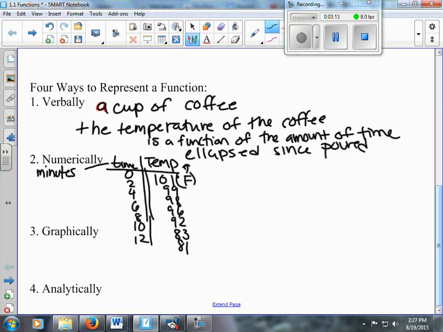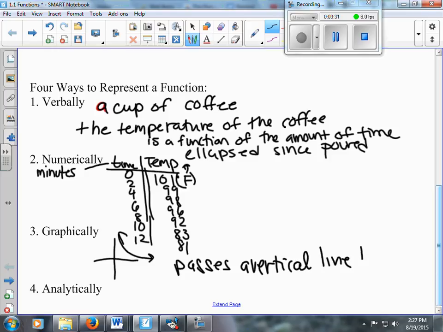Then graphically, a function, if we were to graph this, you would see something along the lines of this. And graphically, functions pass vertical line tests. This is something that you have learned before. Passes a vertical line test. That means that over the graph, you can put any vertical line, and it only intersects the graph at one point. That was a terrible looking arrow up there.